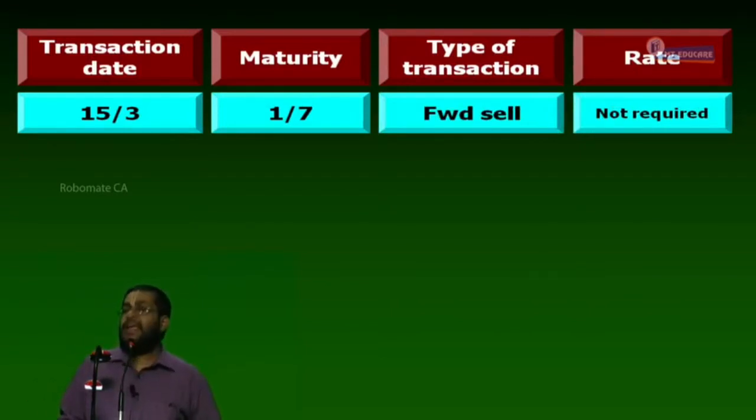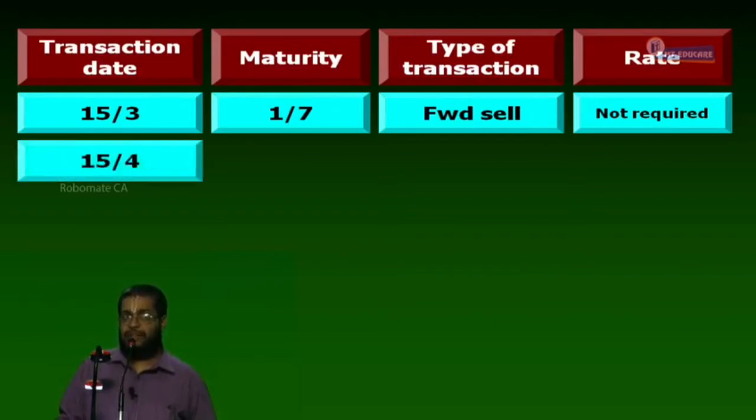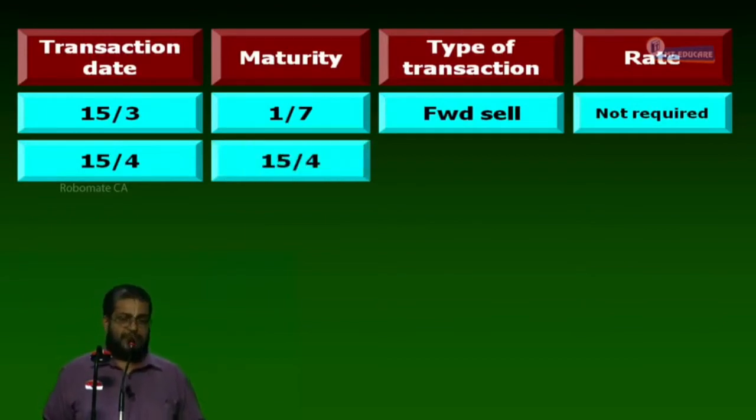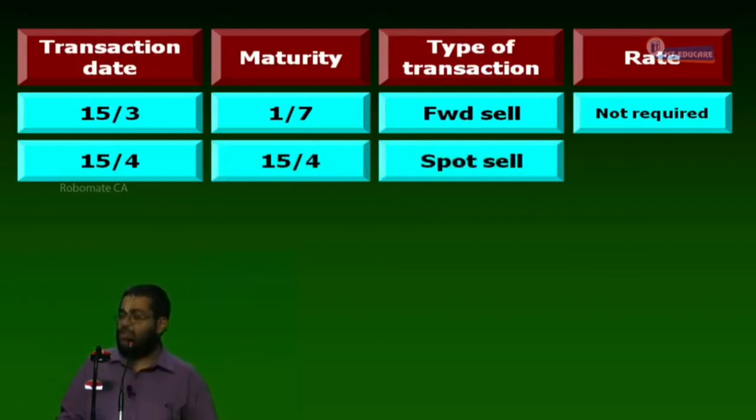I went to the bank again on which date? 15th April. On that date I want to sell later on the day itself. On the day itself, 15th April. I should do what? Spot sell. They give me the table or not?